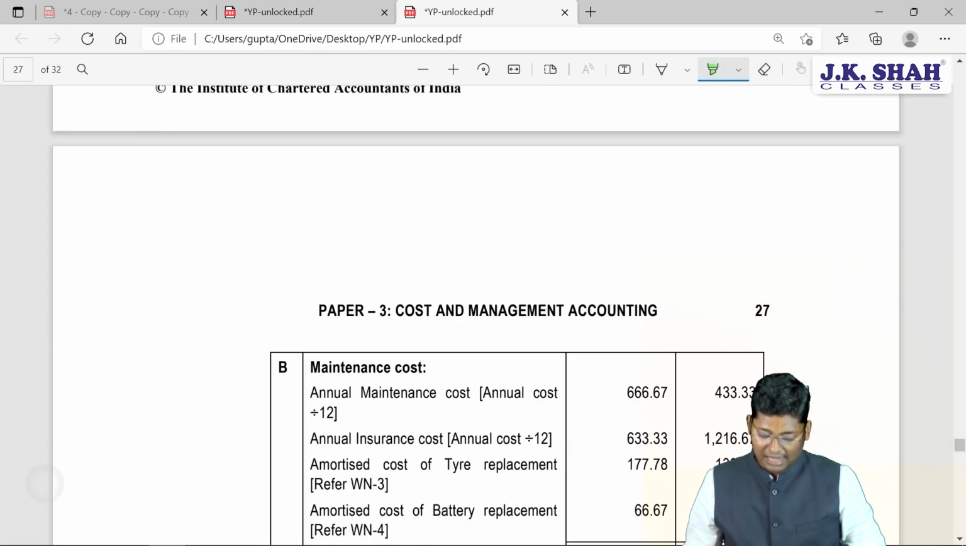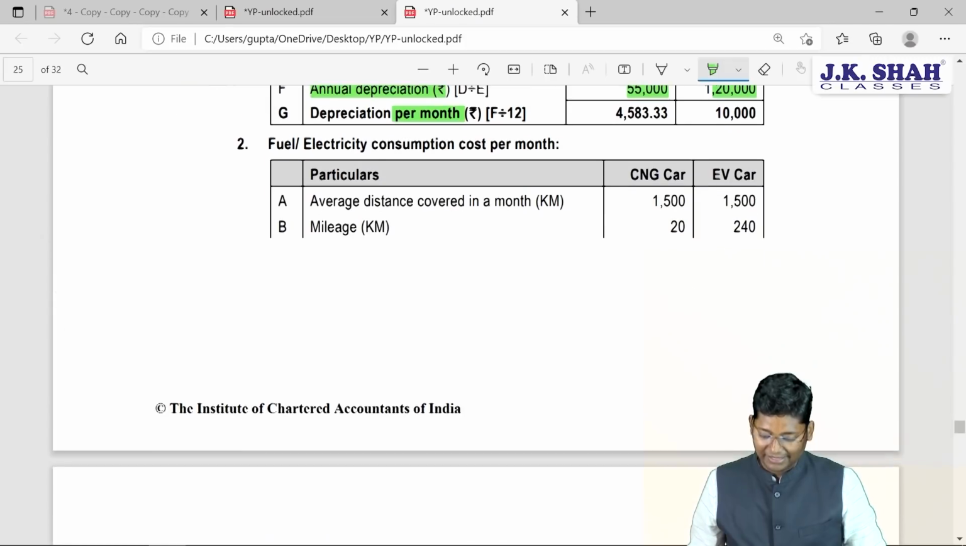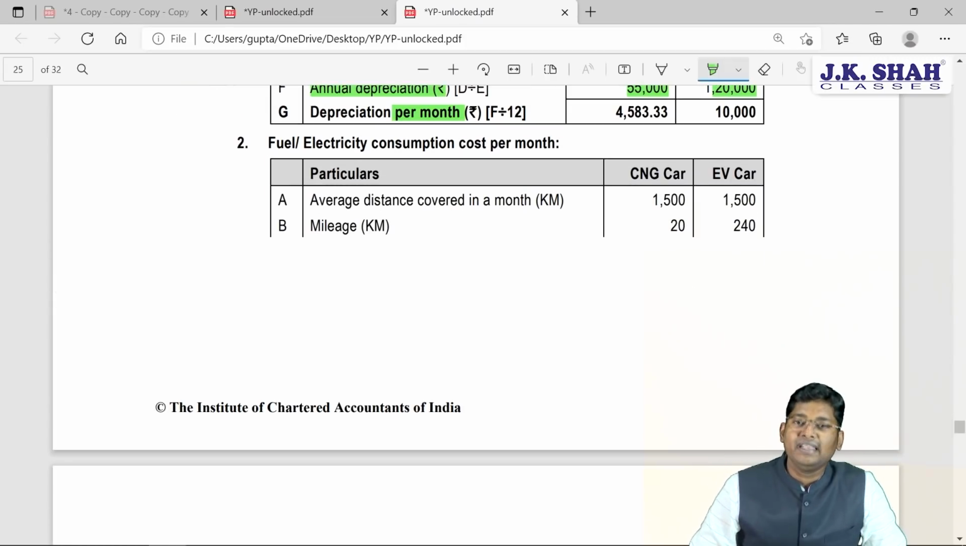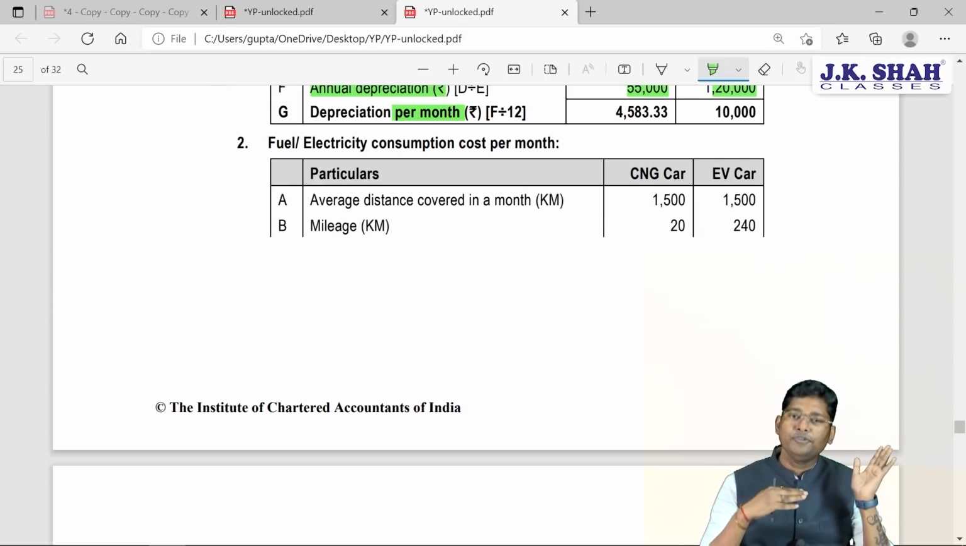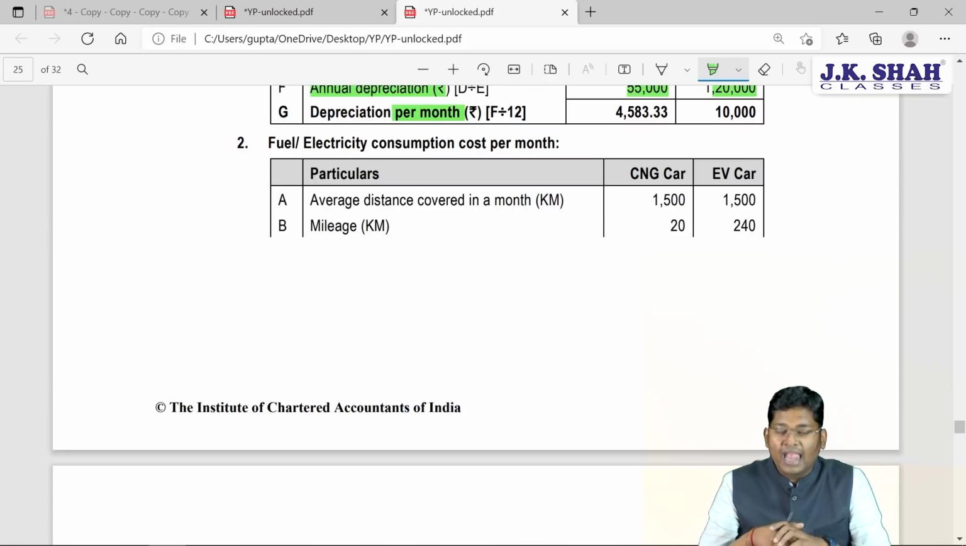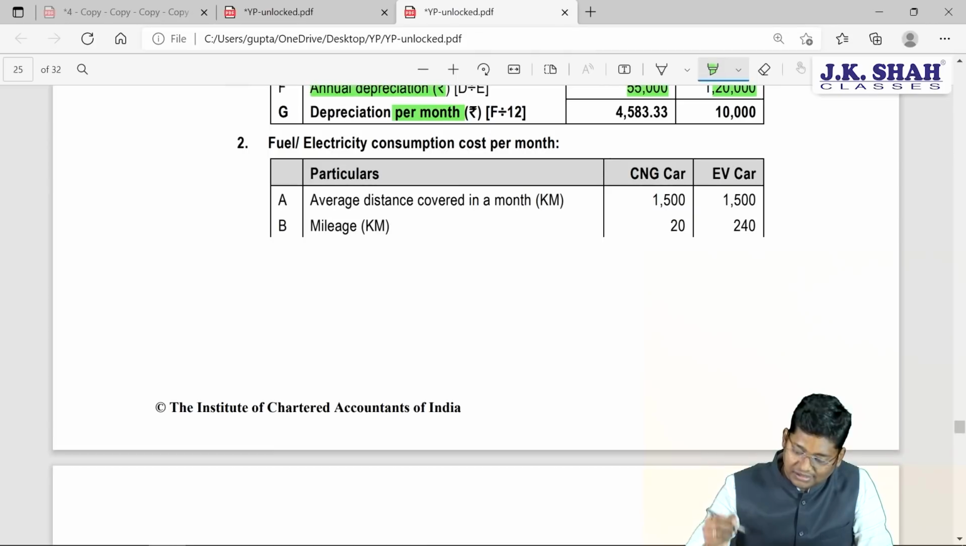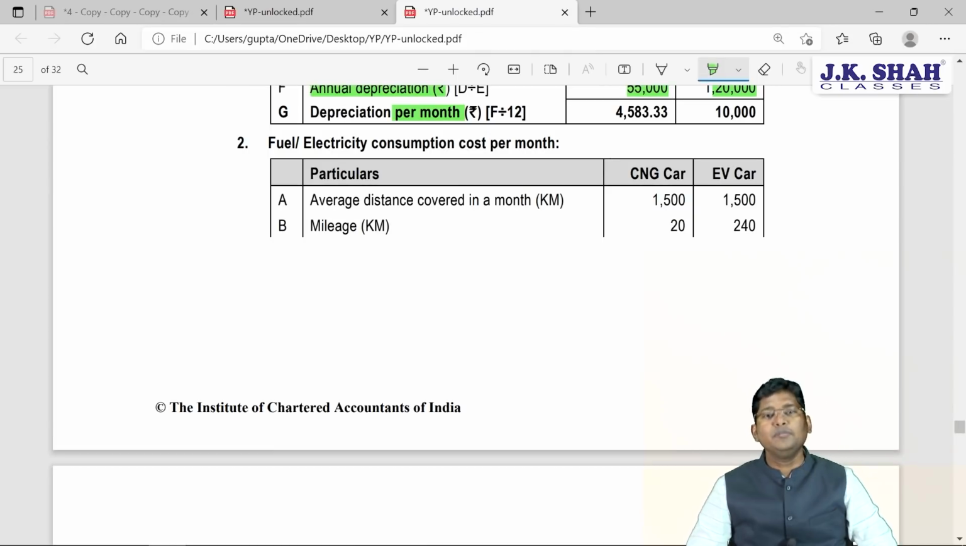After that, if you check working note number 2, which is given by them, it is related to the fuel and electricity consumption. Your CNG car is going to consume CNG fuel, and the EV car is going to consume electricity. Average distance covered in a month is already given in the question. The question says on an average your car covers 1500 kilometers in a month. So 1500 is recorded in both the columns.